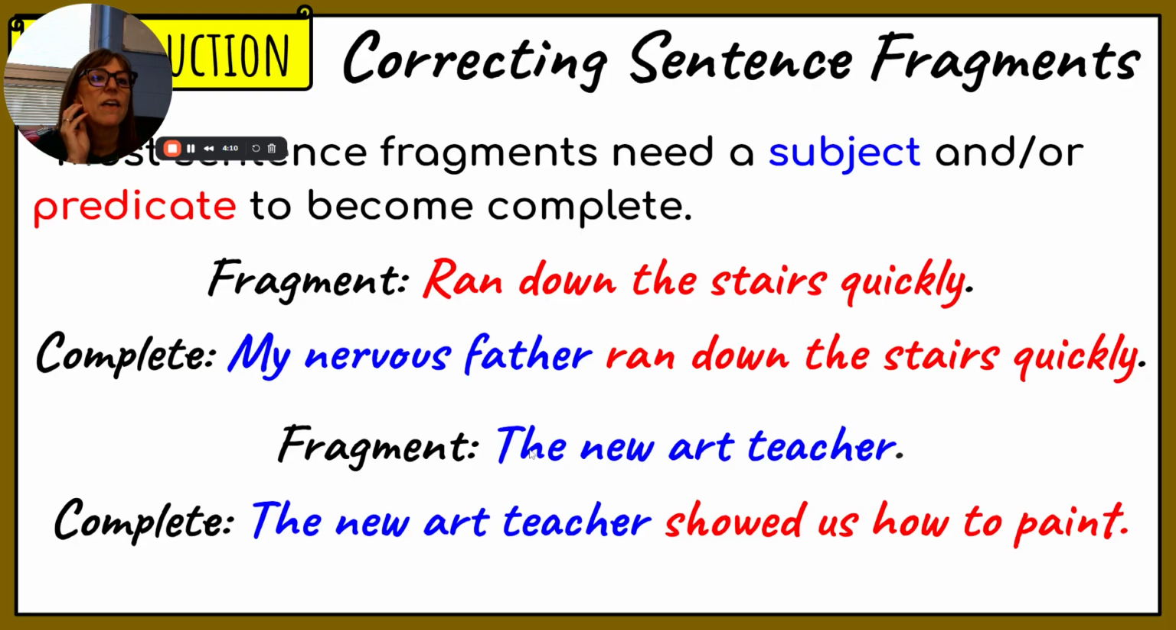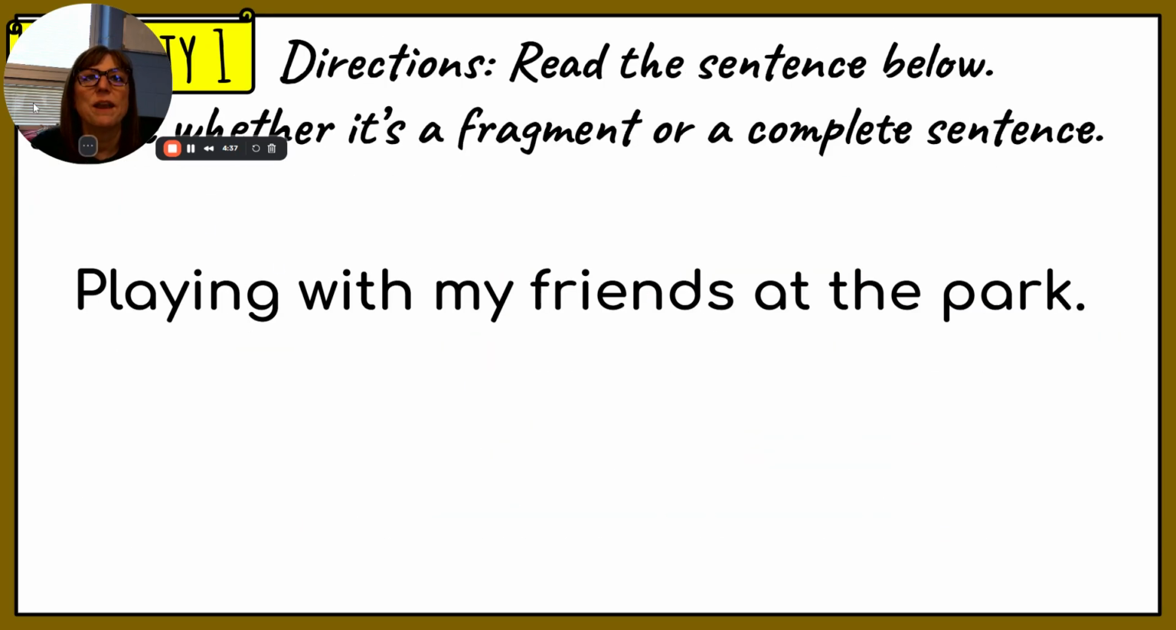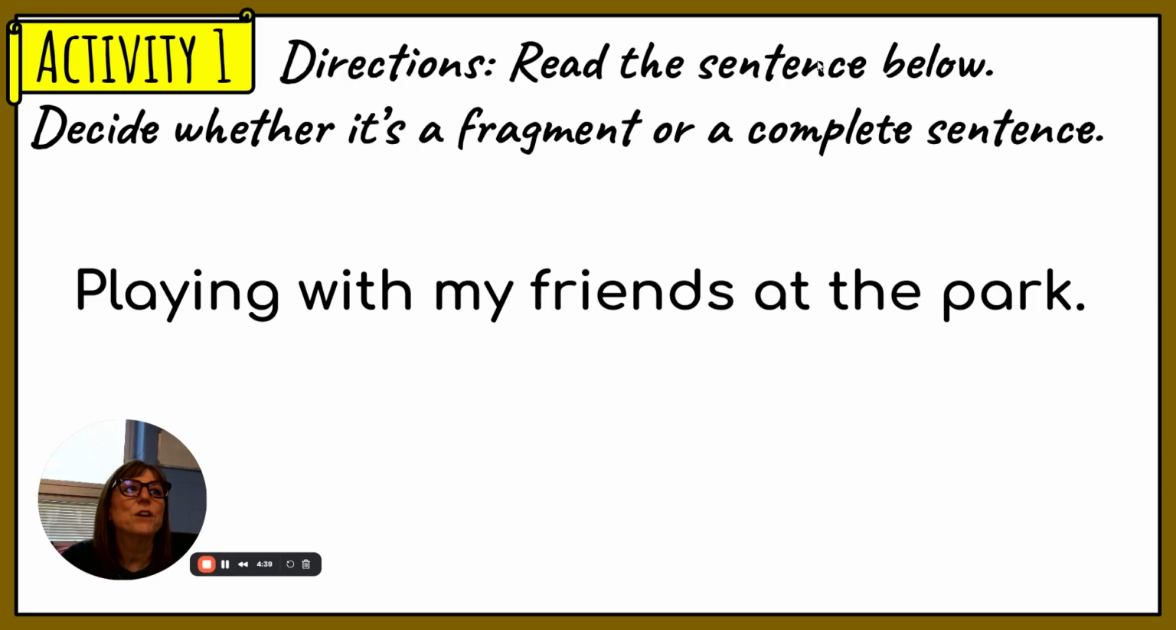Another example is the new art teacher. Okay, we know who, but we don't know what this new art teacher did. Did she scribble on my notebook? Did she get fired? What happened? So we have to add more to the sentence to make it into a complete sentence. So this fragment became a complete sentence by adding the new art teacher showed us how to paint. Now it's complete.